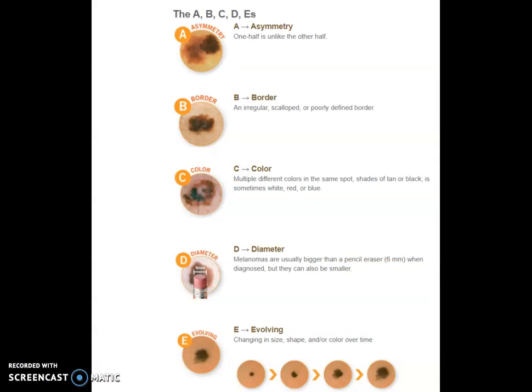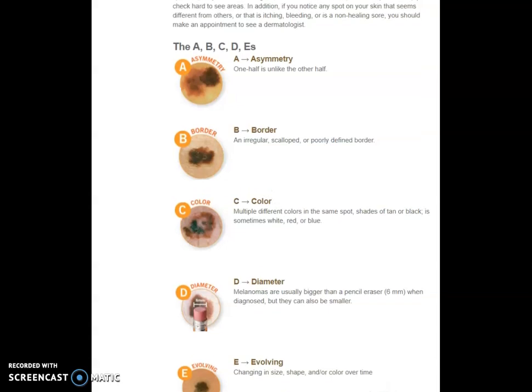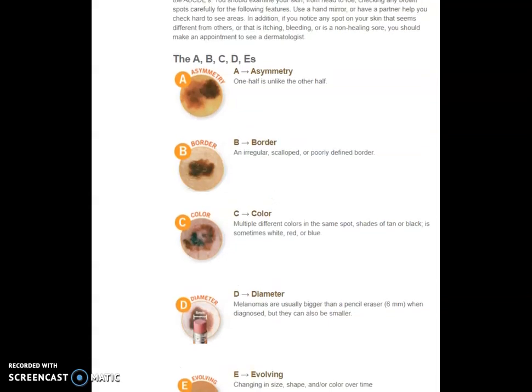I'm on a website that is showing you the A, B, C, D, and E of melanoma. I don't know how this is going to look on your screen, so I am going to scroll just a little bit to make sure that we can get everything in the screen. And so I'm going to lower this just a little bit. And so the A, B, C, D, E's of melanoma.